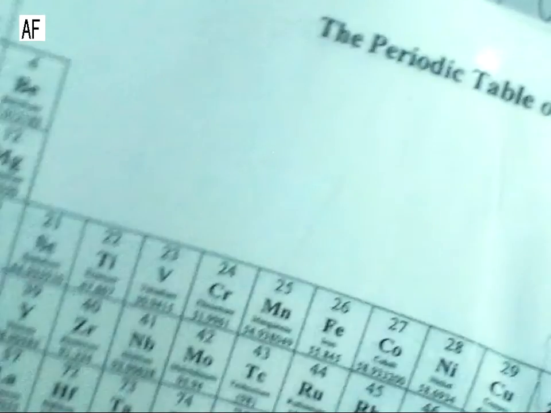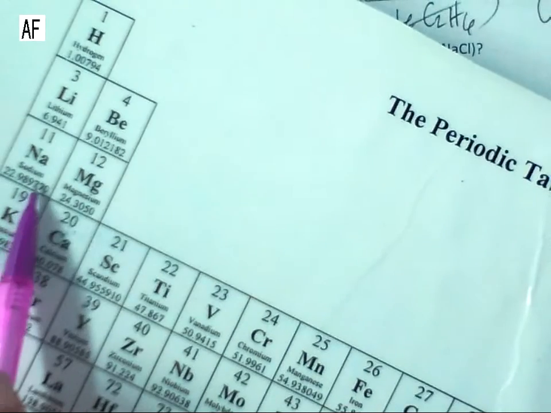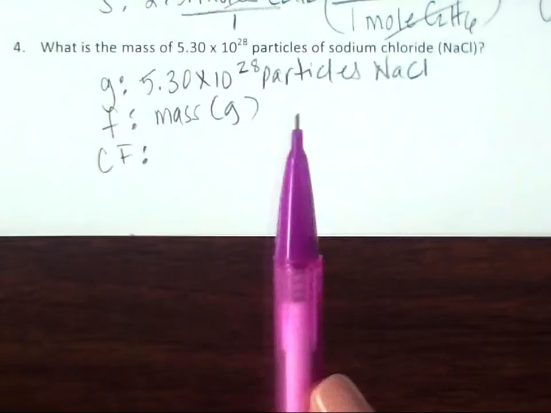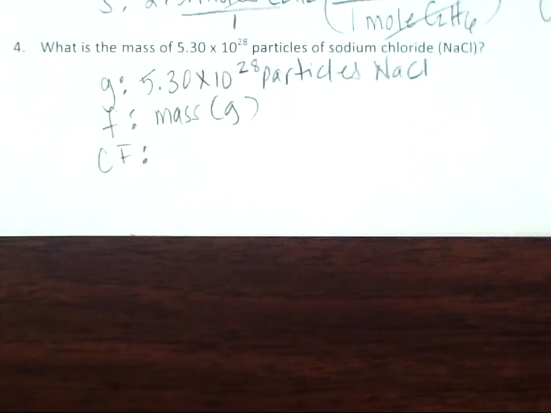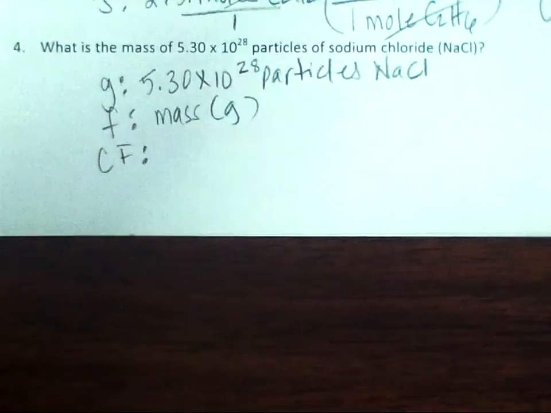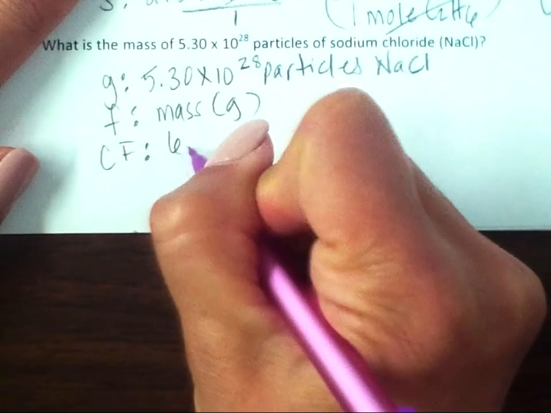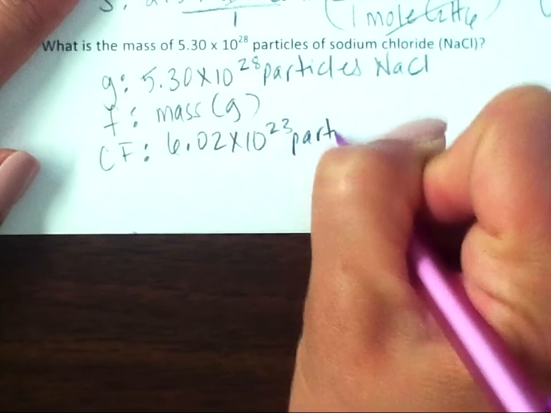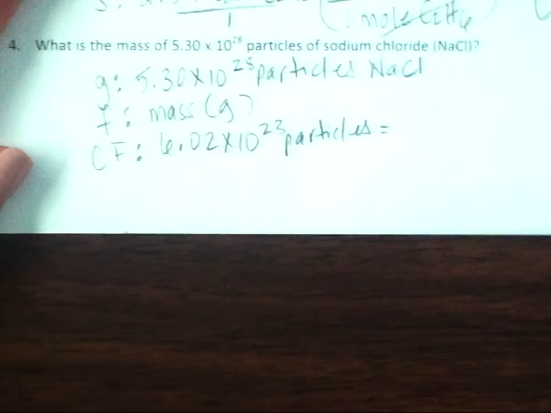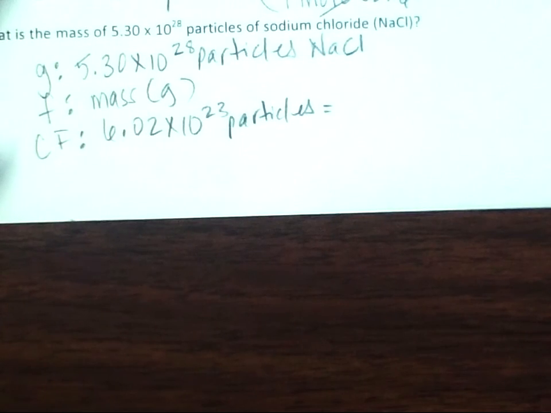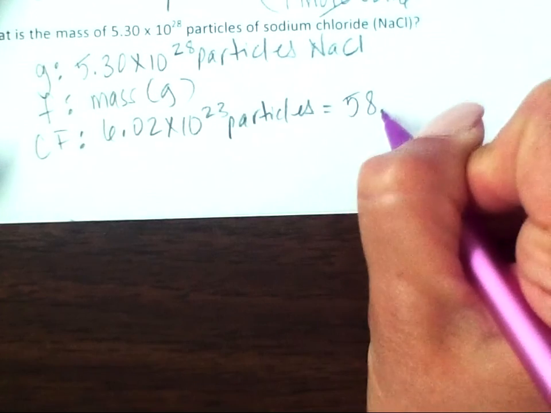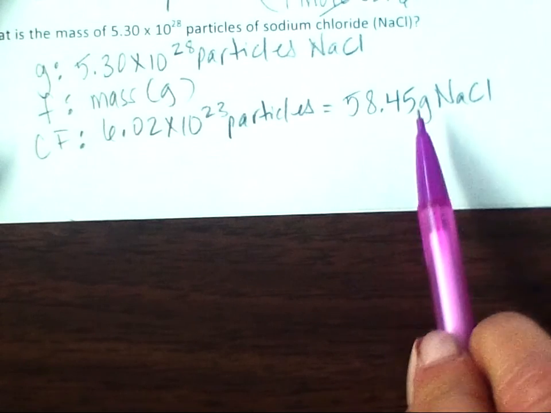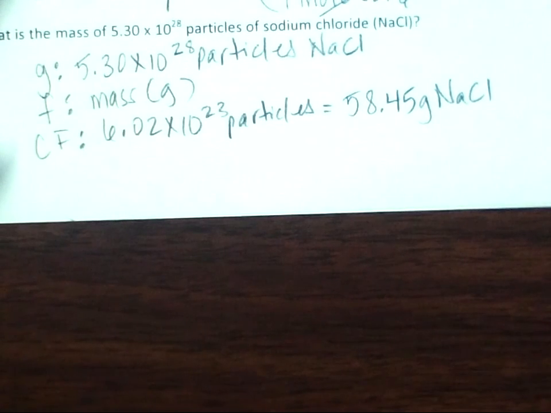So, what is the mass of sodium chloride? Let's see. Sodium is close to 23. I'm just going to round it off. And then chlorine is 35.45. So when you add them up, you could just as easily say that you have 6.02 times 10 to the 23rd particles. Okay, and then we have the molar mass of sodium chloride.